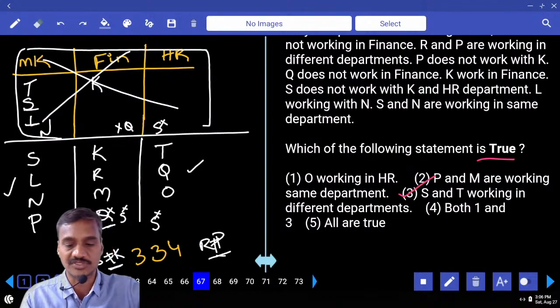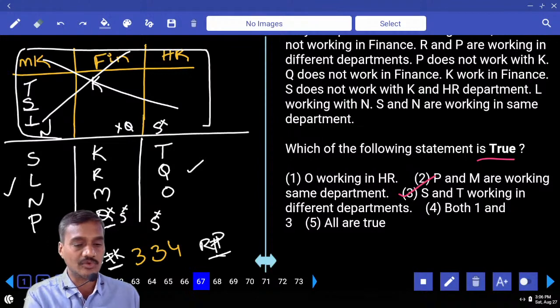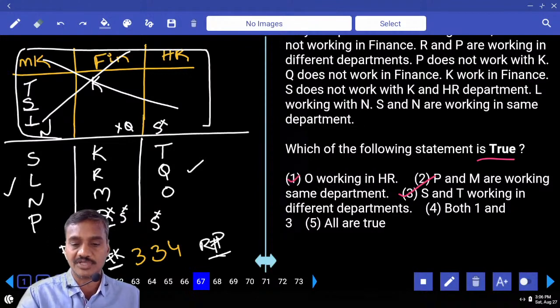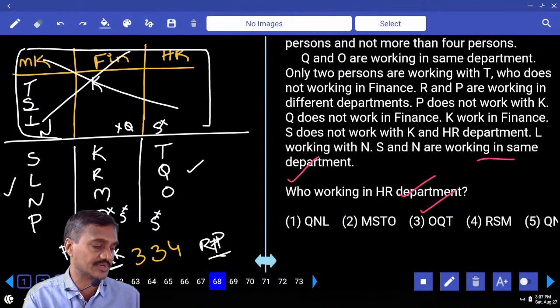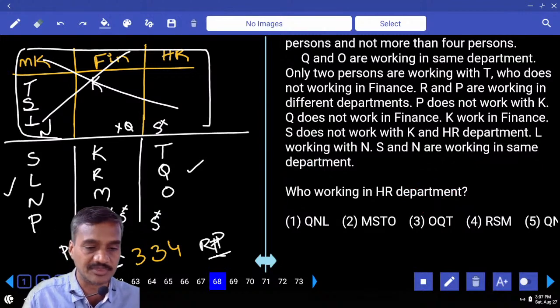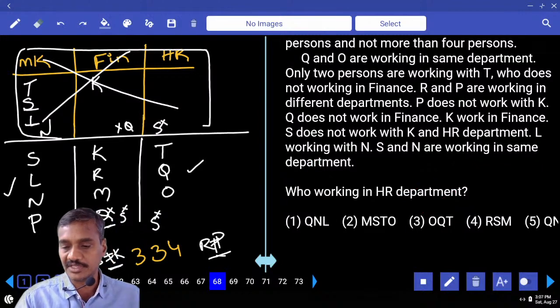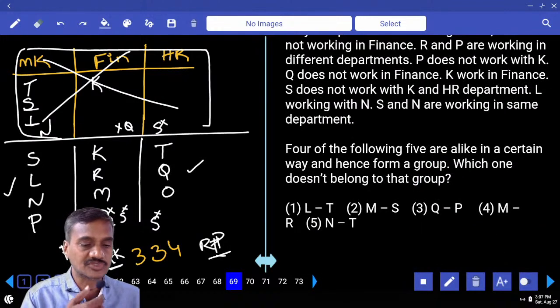Okay, question 67, and the next one is both 1 and 3. And O is working in HR, that is also true, hence both 1 and 3 is the choice for question number 67. Then 68: who is working in the HR department? T, Q and O. T, Q and O, choice 3 for 68.